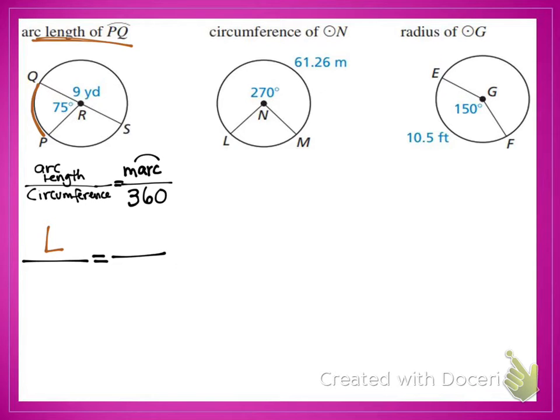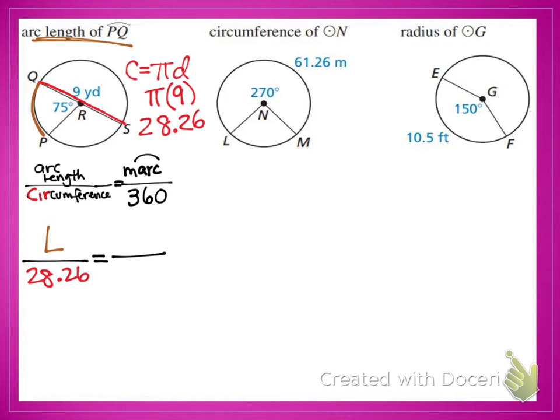Circumference. I don't know the circumference, but I know how to find the circumference, right? What do I need to know in order to find the circumference? The diameter or the radius. And in this case, I know the diameter. So we're going to find the circumference off to the side. Which circumference formula would I use here? Pi times d. Because the diameter is 9. What is it? 28.26. Correct.